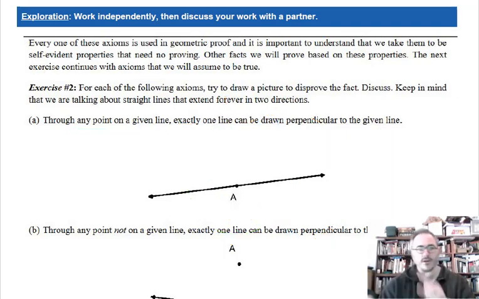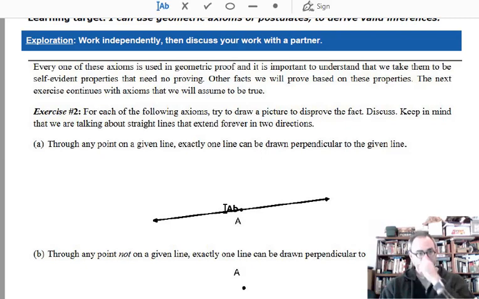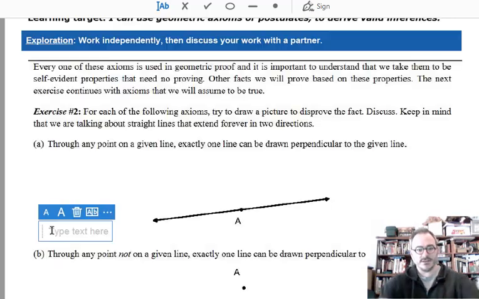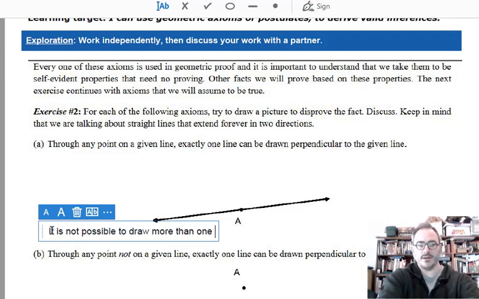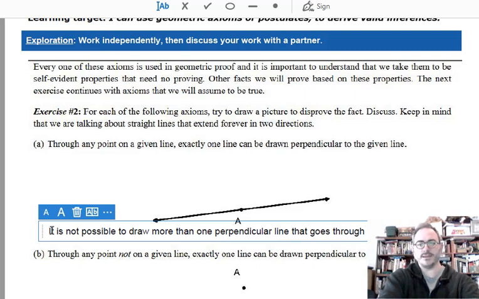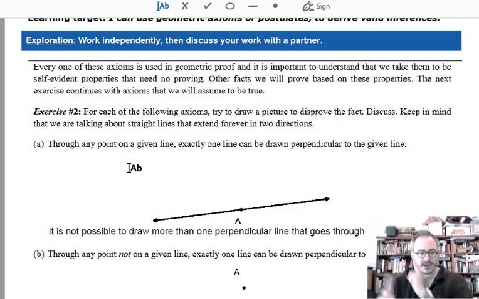Therefore, I can conclude that it is not possible to draw more than one perpendicular line that goes through point A. It is not possible to draw more than one perpendicular line that goes through point A. That's the takeaway here. I can draw one and only one perpendicular line that goes through A.